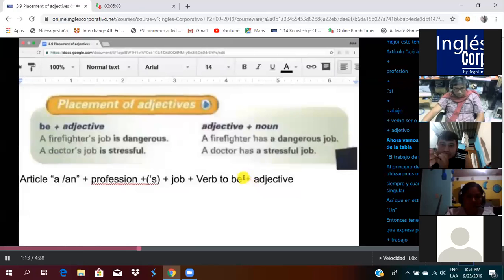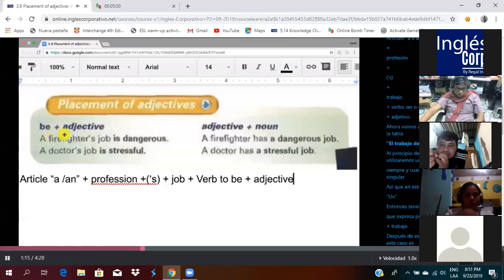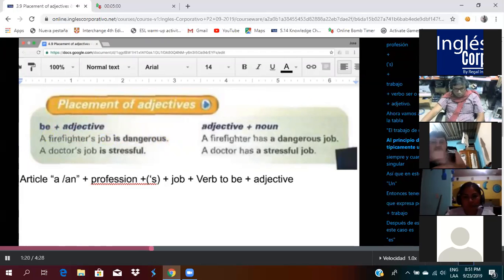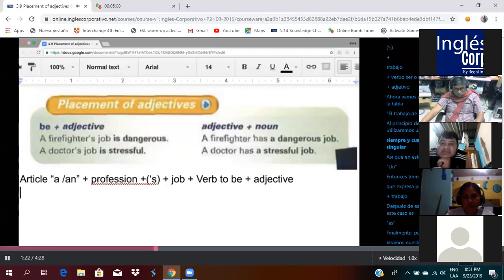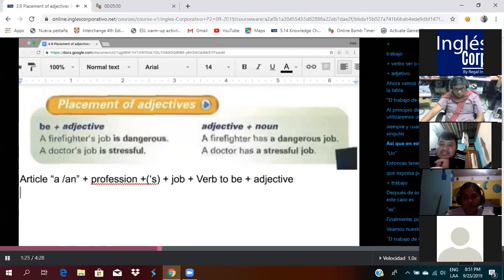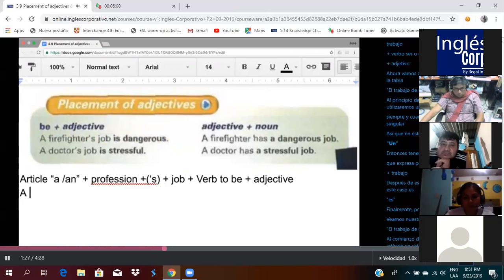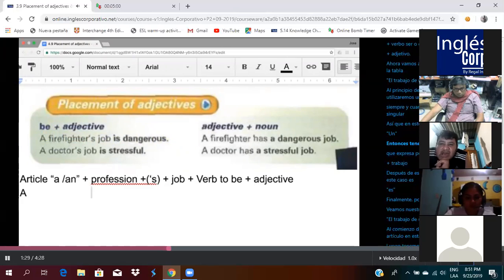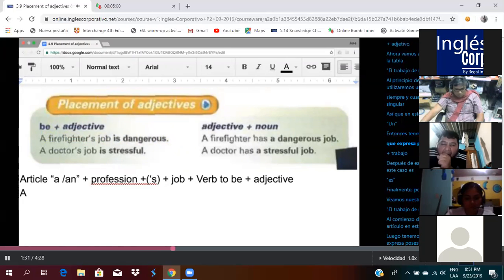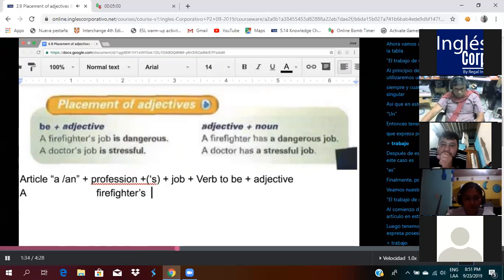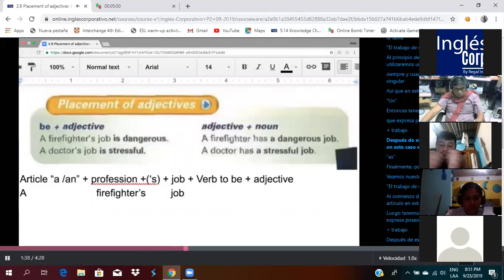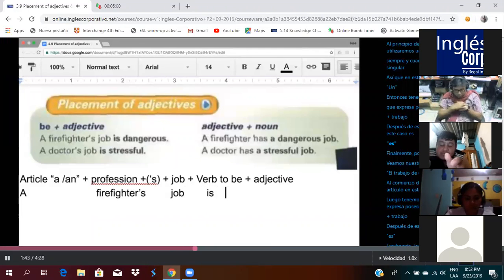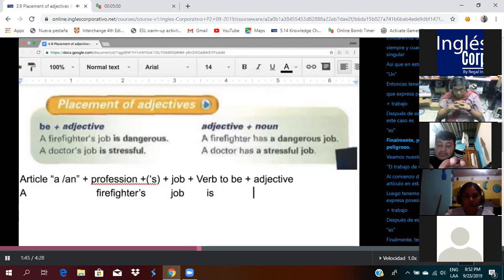Now let's analyze the first example on the chart. A firefighter's job is dangerous. At the beginning of our sentence, we will typically use an article whenever we're talking about a singular job. So in this case, a, then we have profession plus apostrophe s, which expresses possessive, plus job. After that, we're going to add the verb to be, in this case is. Finally, we put the adjective.